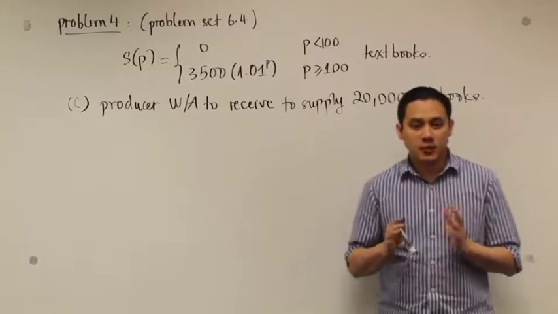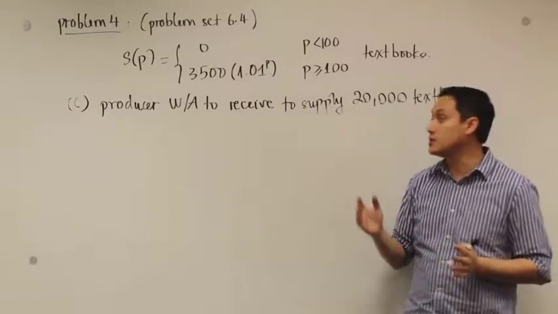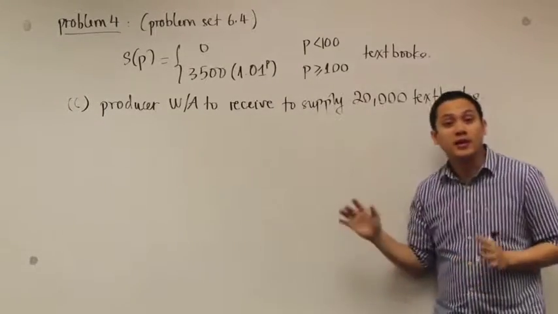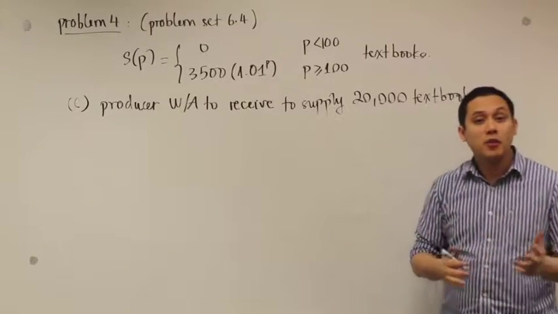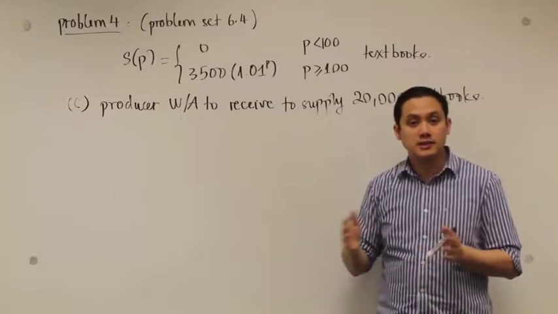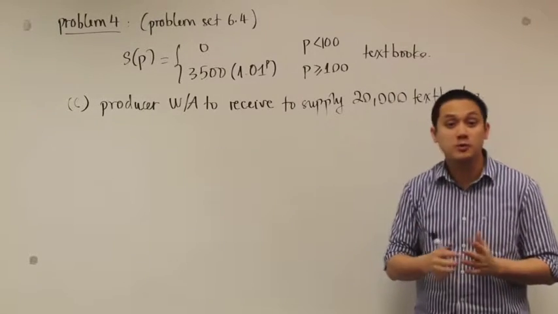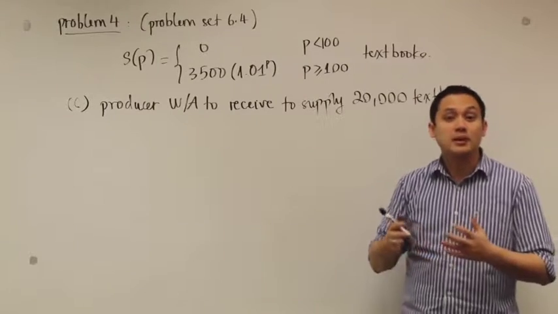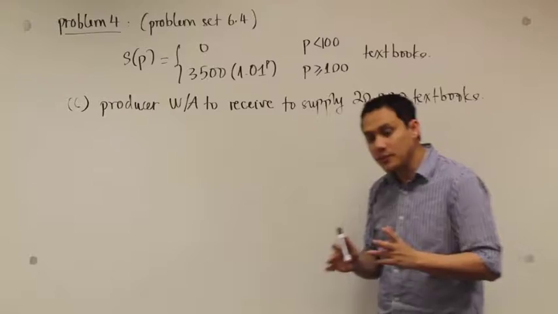In part C, the question asks you to calculate the producer willingness and ability to receive to supply 20,000 textbooks. Now, if you go back to the formula, the producer willingness and ability to receive is equal to the producer revenue minus the producer surplus. So that means you have to calculate those numbers separately. But you have to be careful.